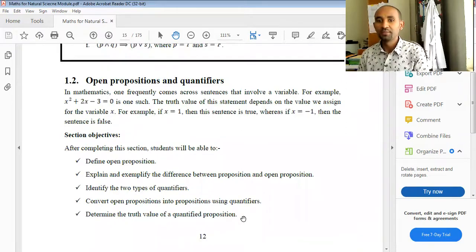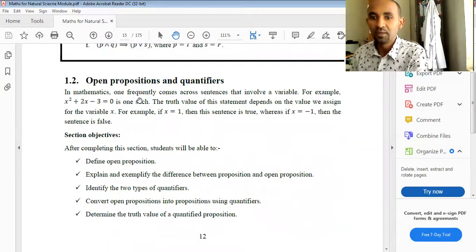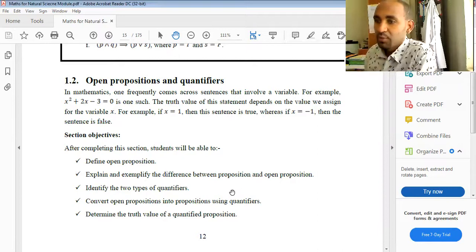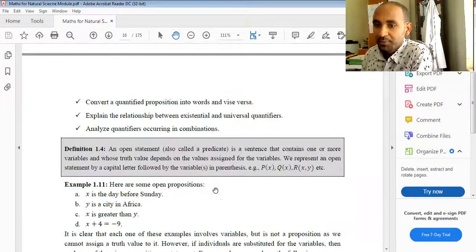Okay. So today, one more thing is about open propositions and quantifiers. So what are open propositions? And what is a quantifier? In fact, an open proposition is a statement, actually any sentence, which contains one or more variables, as you can see here, whose truth value depends on the value assigned to the variables. So we represent an open statement using capital letters followed by variables: P of X, Q of X, R of X, Y, etc.